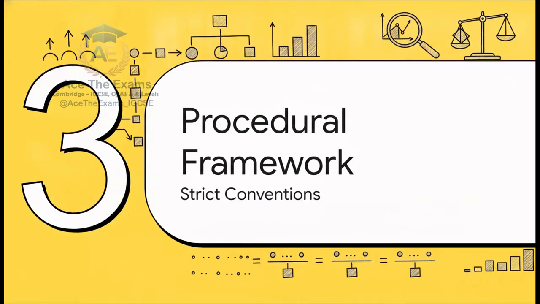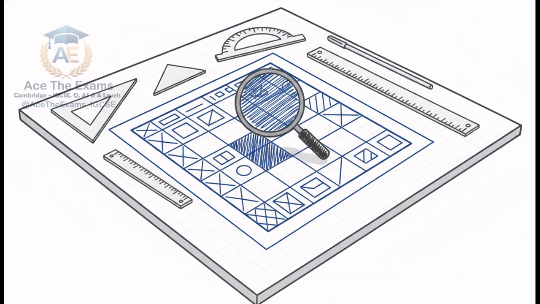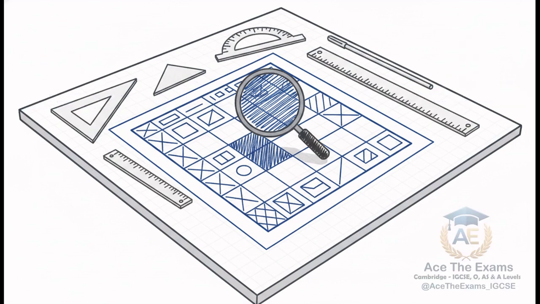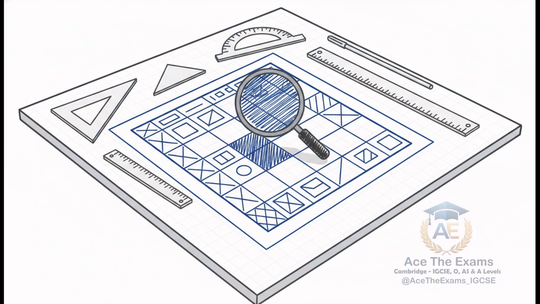So let's look at the actual execution in section 3, the procedural framework, which outlines the strict conventions required for systematic processing. Your presentation on the page has to follow some pretty strict conventions. We're talking about proper headings, using the exact correct mathematical terminology, choosing the appropriate formats, and leaving incredibly clear annotations. Think of this as your professional blueprint for how you extract and interpret data. It signals to the examiner right away that you are disciplined, logical, and highly systematic.